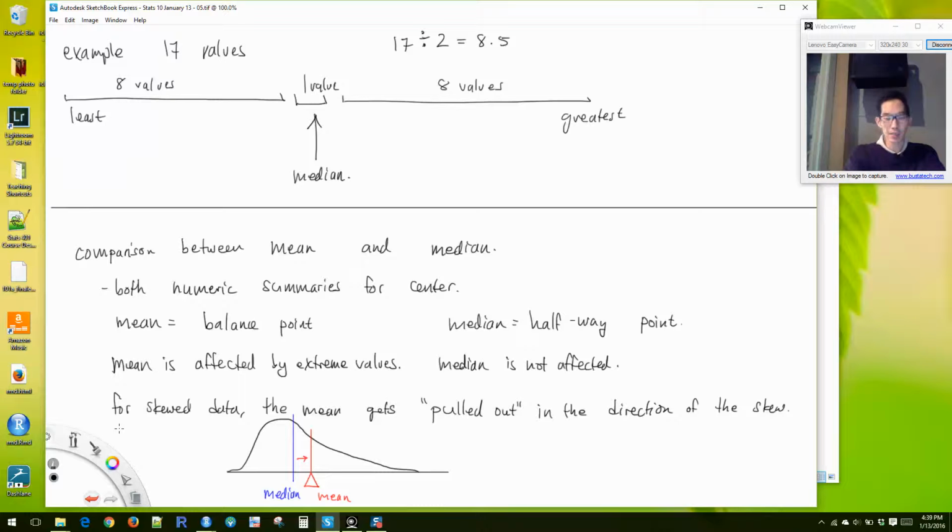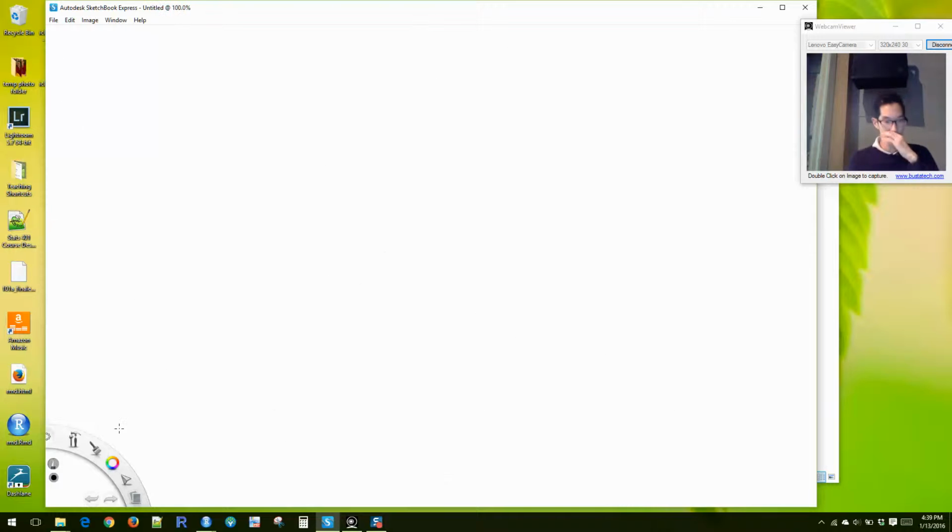Let's talk about these other measures of spread, the range and the IQR. The range is a numeric summary for spread. It tells us the distance between our largest and smallest data points.